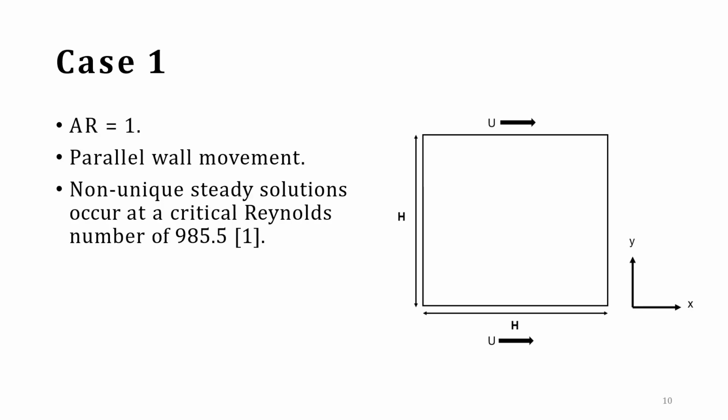The first case considered was a double-sided rectangular cavity with an aspect ratio of 1 with parallel wall movement. The top and bottom boundaries move with a constant velocity of u in the same direction. The critical Reynolds number where non-unique steady solutions occur for case 1 was found at a Reynolds number of 985.5. For this case, 4 different Reynolds numbers of 500, 1000, 2000, and 3000 were considered.